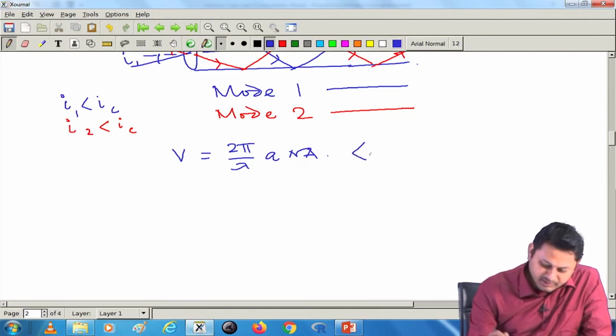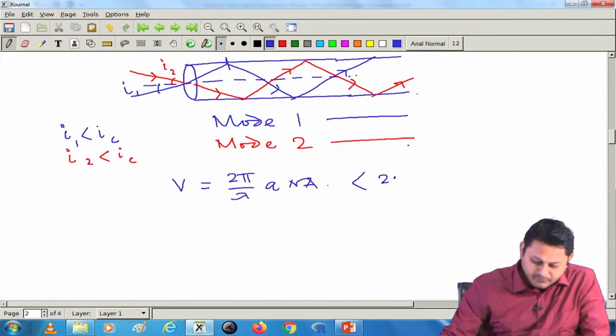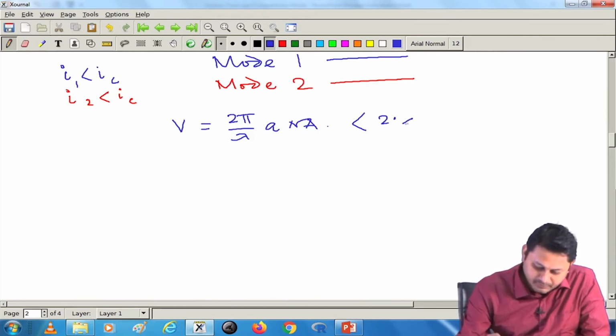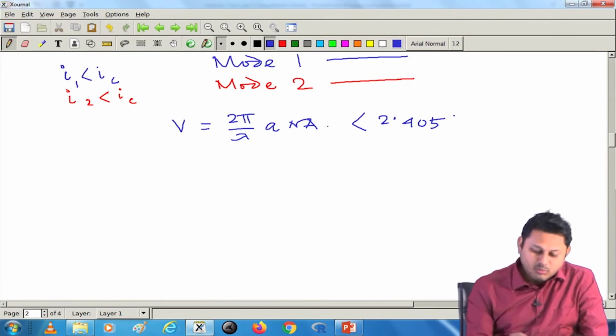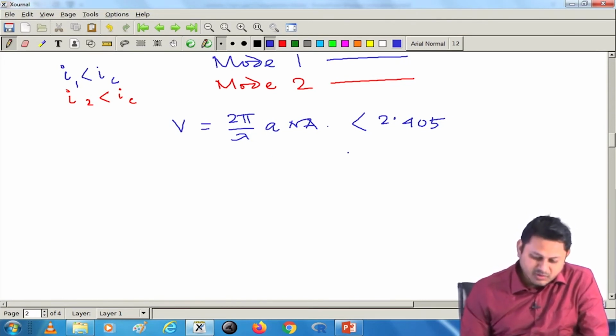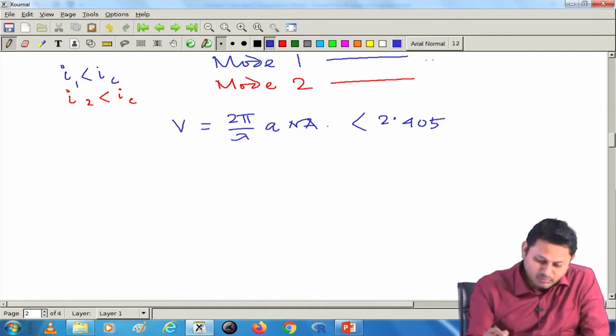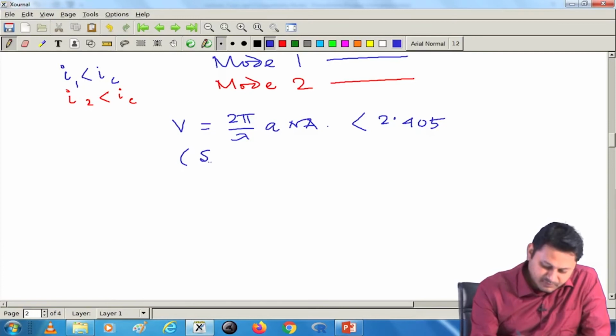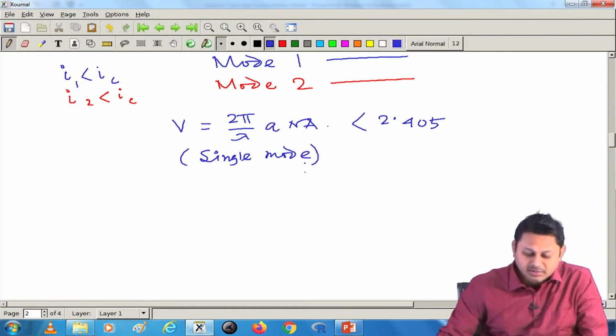And if this value is less than roughly 2.405, then only one ray can propagate, and that's why this fiber is called single mode. That's why one mode propagates and this fiber is called single mode. This is the condition of single mode, if I try to understand mode in terms of the ray picture.